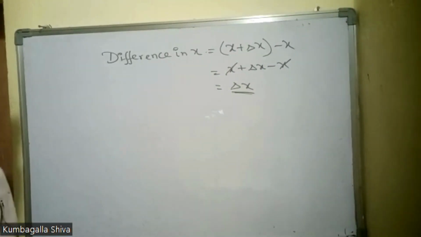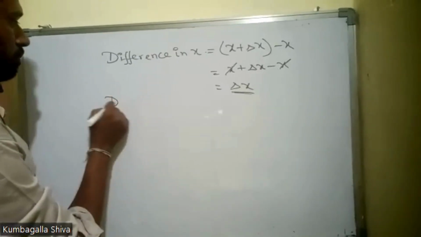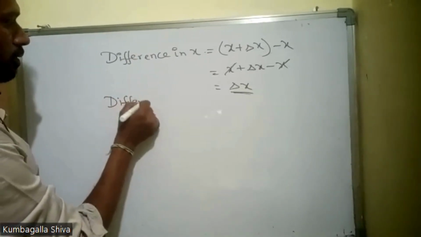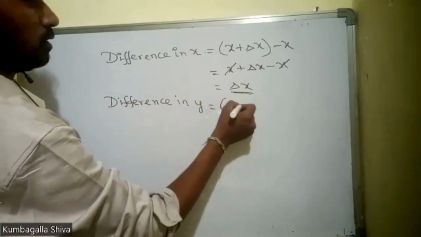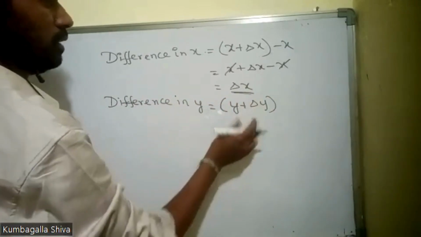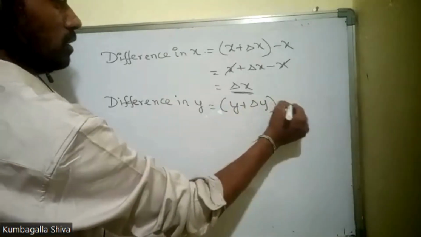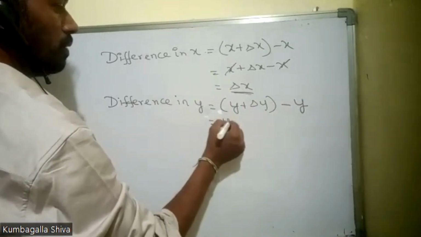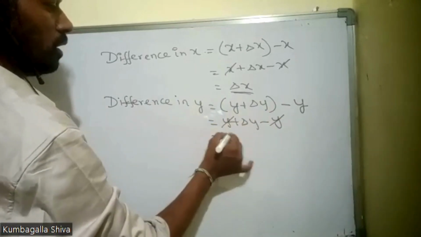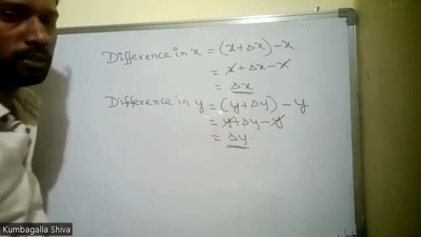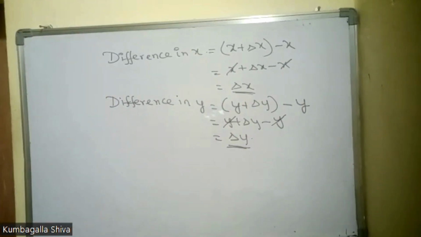Then the difference in y. How do you write it? y plus delta y is the final value. What is the initial value? y. So y plus delta y minus y, the y cancels, and you get delta y. We call this the difference.